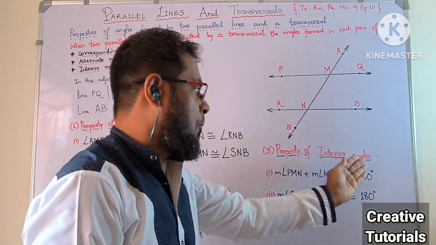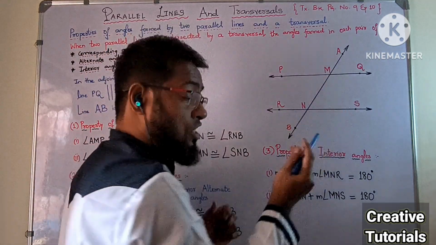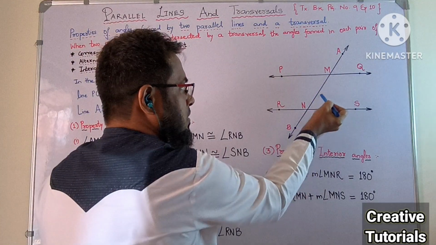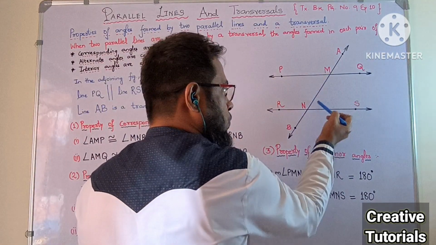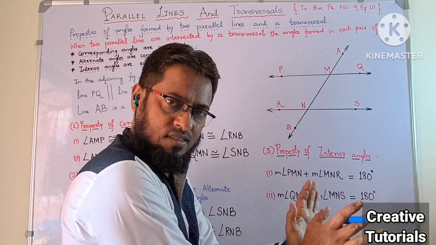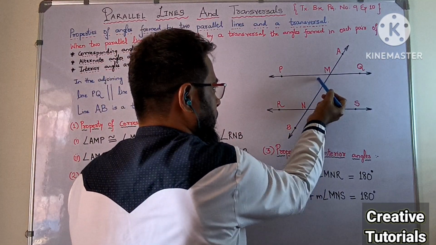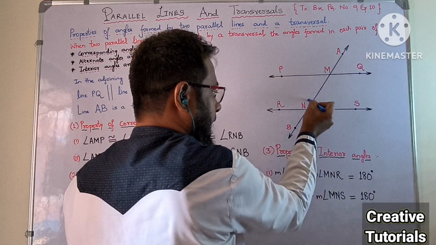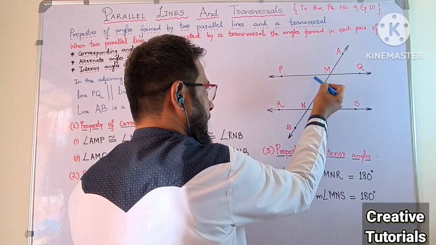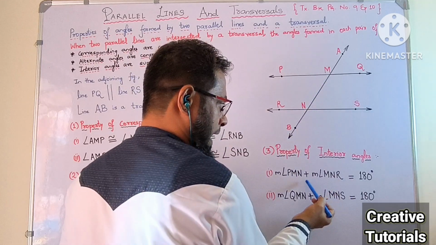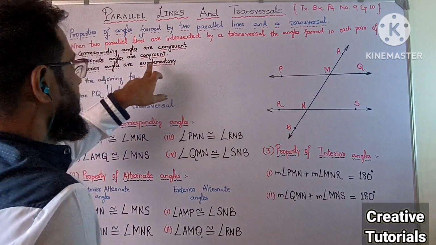So our interior angle property says that measure angle PMN... So interior angles means this and this. Basically, our interior angles are only these four. Whatever property number 3 says, we will deal with only these four angles. If I take these two angles first, measure angle PMN plus measure angle MNR, when I add them, I will get 180 degrees. Why? Because they are supplementary.